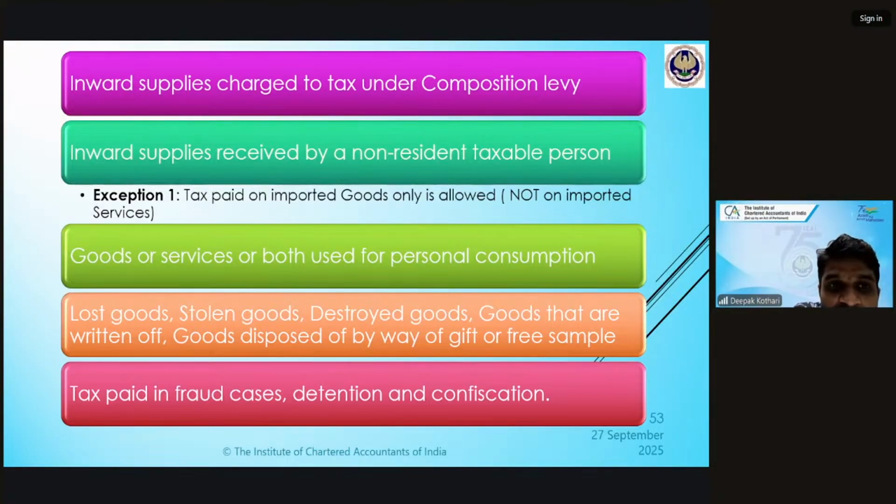If a restaurant bill is generated to a registered person for his office meeting, still credit is not available. Food and catering services credit is not available at all. Okay. So as I said, these are the total blocked credits. So we'll take a break and then we'll come back in 10 minutes.